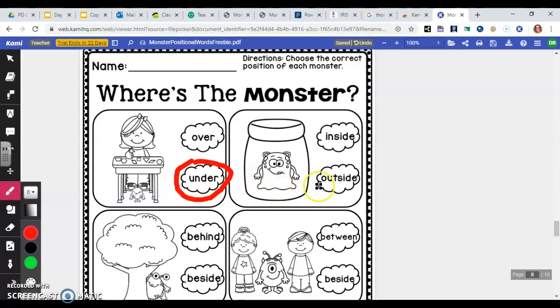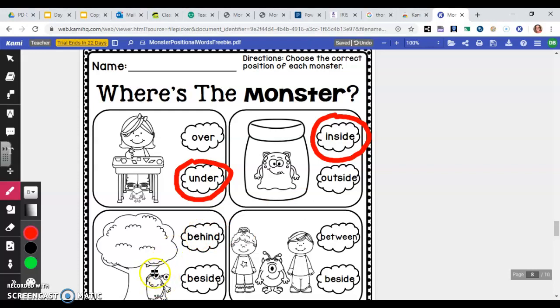All right. Here's another one. This is a jar, and there's the monster. Is he inside the jar or outside of the jar? Inside or outside? Look carefully. He is inside. Nice.